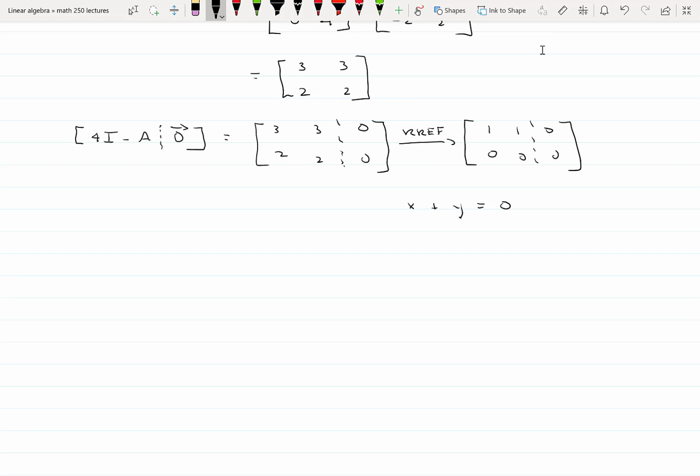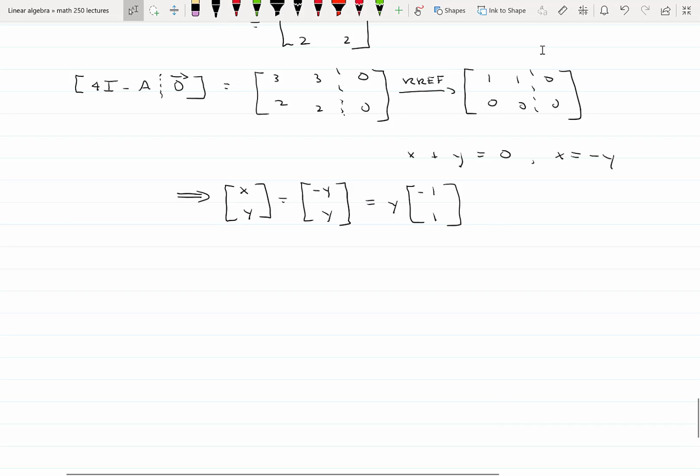Okay, so this says that x, y equals, well, if x plus y equals 0, that says that x equals -y. So x equals -y, and y is the free variable. Those are our eigenvectors, where y can range through all real numbers. I can factor out the y, and I want you to listen carefully here, my eigenvectors are nothing more than scalar multiples of the column vector 1, -1.